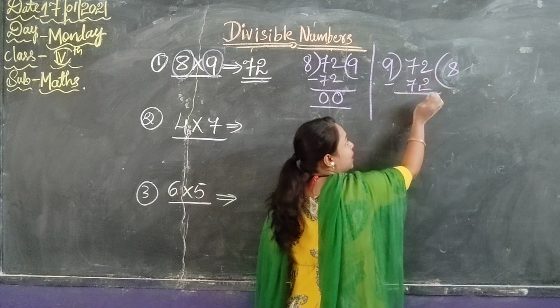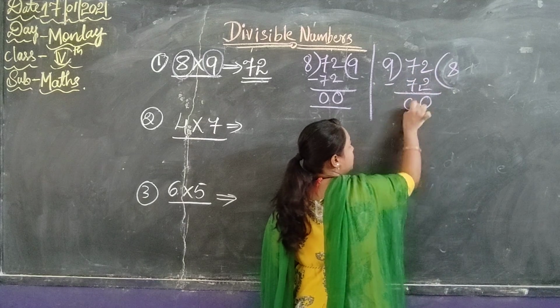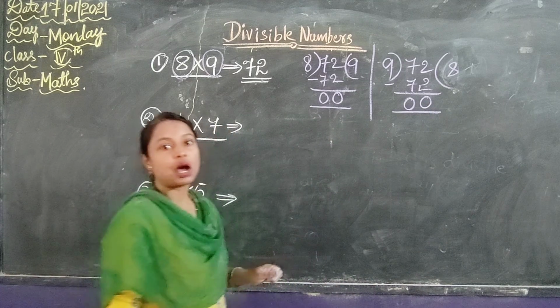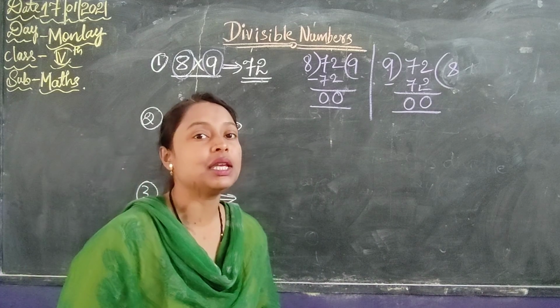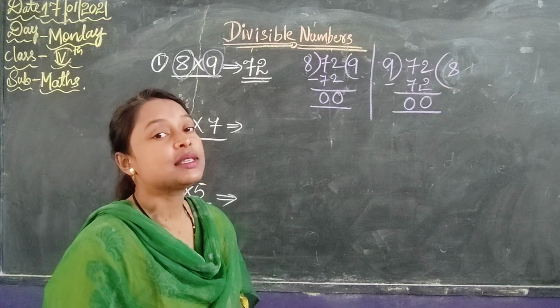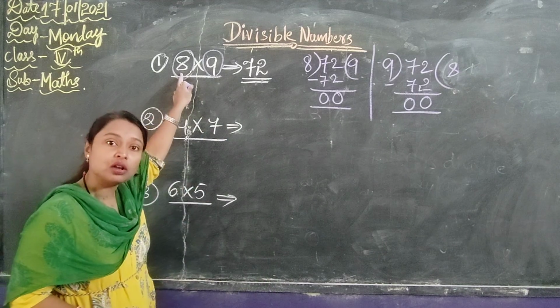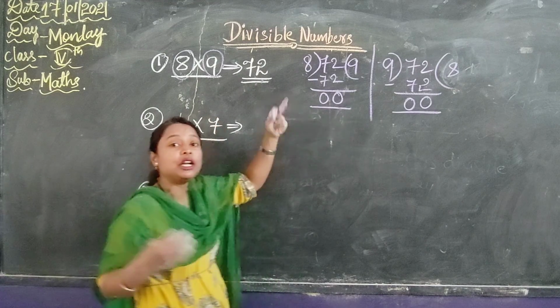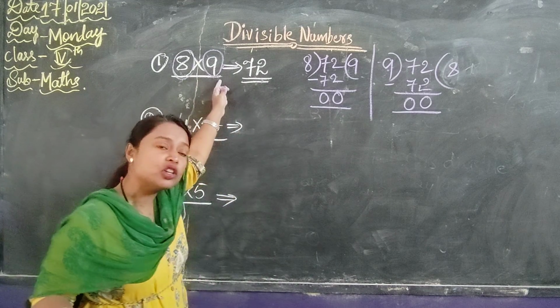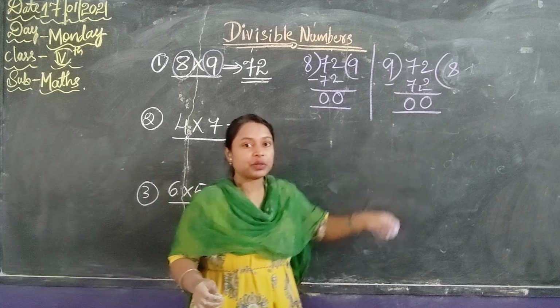So 2 minus 2, 0. 7 minus 7, 0. The answer, or remainder, is 0. Means 72 is divisible by 8 also, because 0 came. 72 is divisible by 9 also, 0 came.